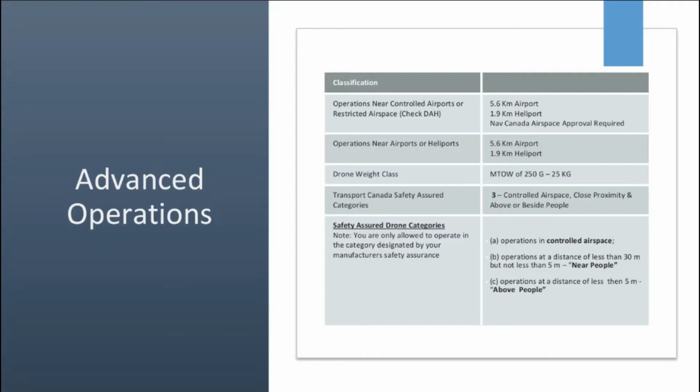Plainly put, what it is discussing is operating in basic operations, 30 meters or less, operating in category A, which is control airspace, operating in category B, which is 30 meters but no less than 5 meters, and operating in category C, which is 5 meters or less.